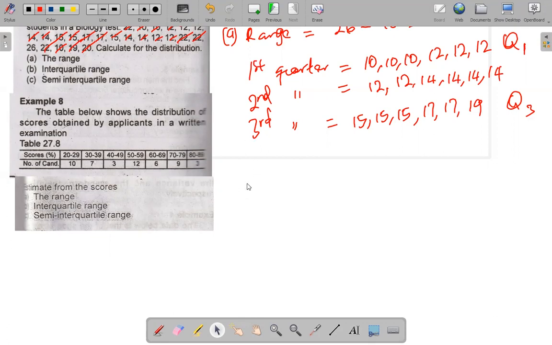Let's do that right away. For the first question, which is range, we know that range is the difference between the highest score and the lowest score. The highest score here is 89. That will be 89 minus the lowest score, 20. 89 minus 20 is 69.